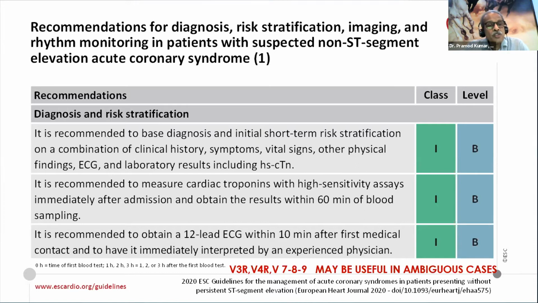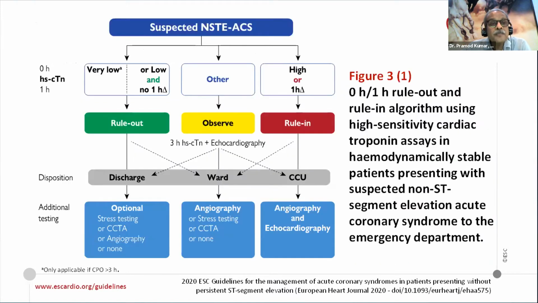It is also strongly recommended, again a class 1 indication, that a 12-lead ECG should be taken within 10 minutes. Additional leads, like V3R, V4R, V7 to V9, may be useful in ambiguous cases.